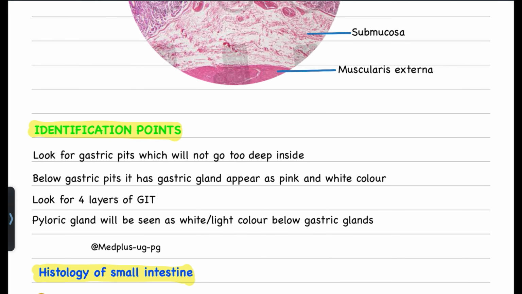Below the gastric pits, it has gastric glands which will appear as pink and white colored areas, and we can appreciate 4 layers of the GIT. How will we appreciate the 4 layers of the GIT? They will appear in different colors, and pyloric glands will be seen if present.